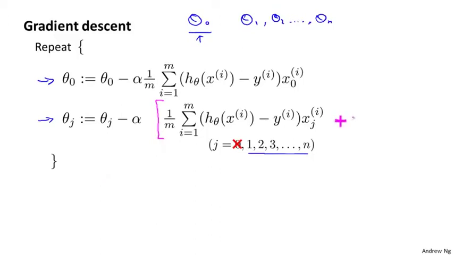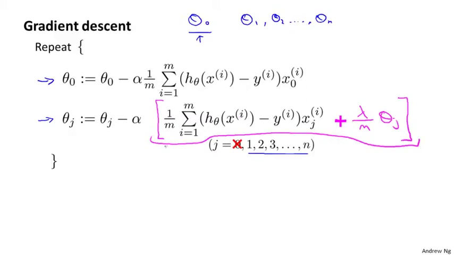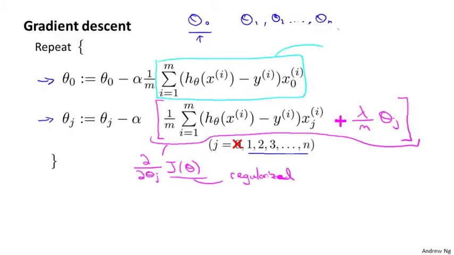We're going to take this term and add lambda over m times theta j. And if you implement this, then you have gradient descent for trying to minimize the regularized cost function J of theta. Concretely, I'm not going to do the calculus to prove it, but if you look at this term written in square brackets, if you know calculus, it's possible to prove that that term is the partial derivative with respect to theta j of J of theta, using the new definition of J of theta with the regularization term. And similarly, this term up on top, which I'm drawing in the cyan box, that's still the partial derivative with respect to theta 0 of J of theta.